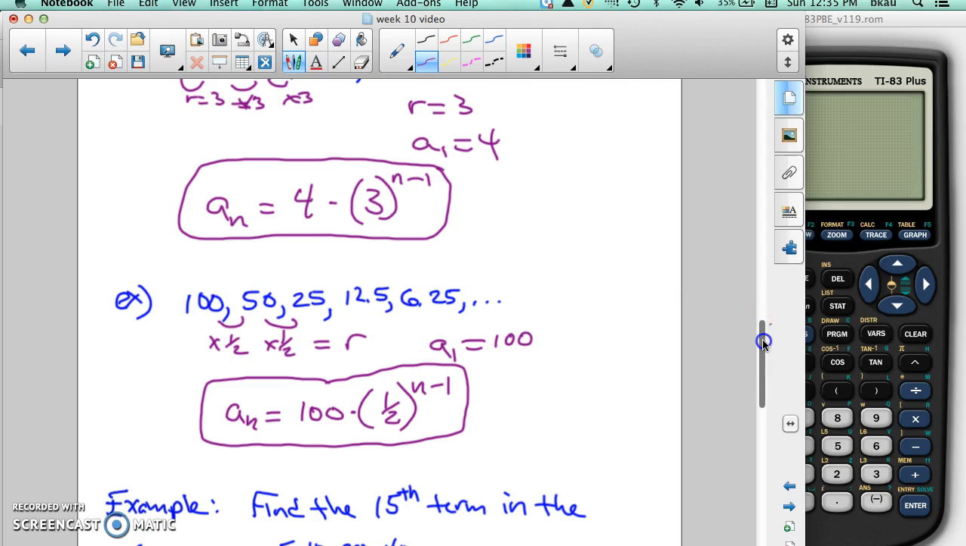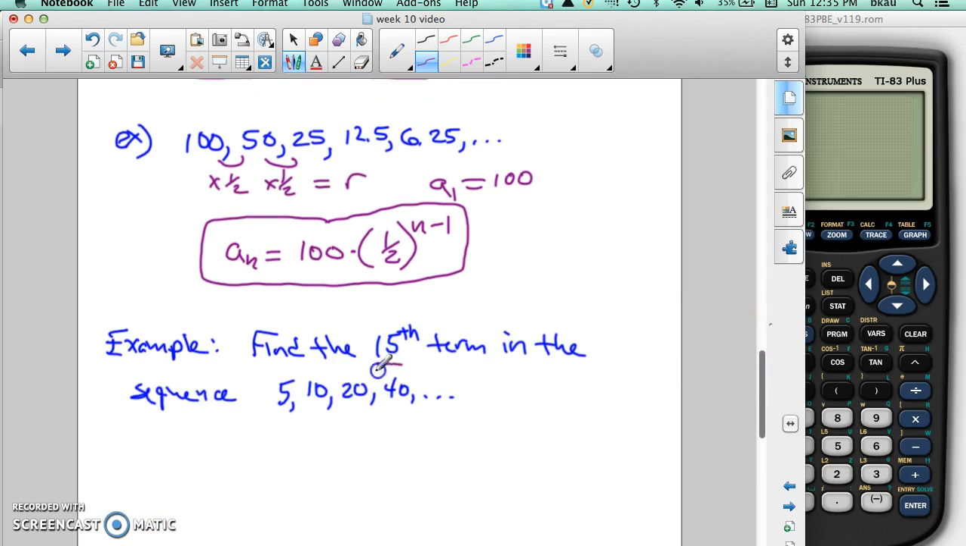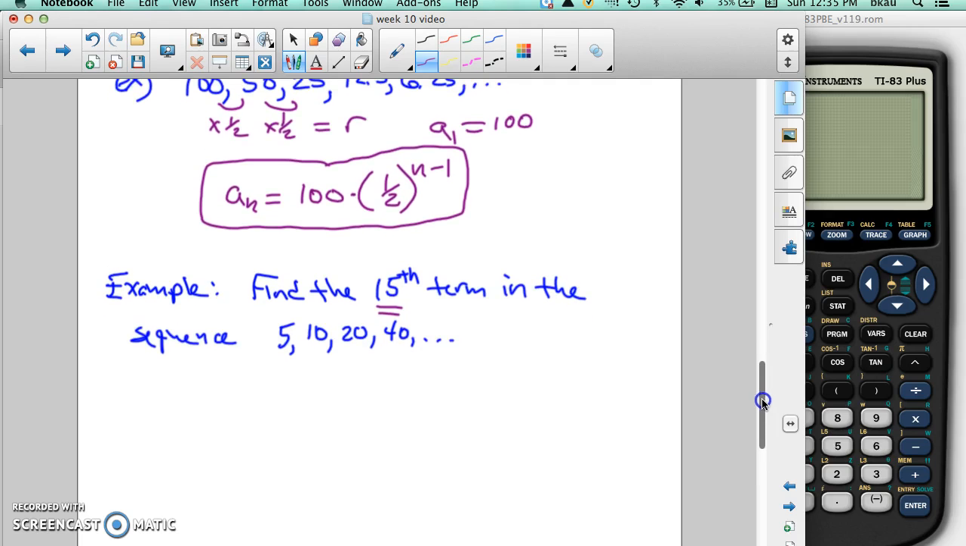All right, and we may want a specific term. If we want a specific term, then we're going to use this formula and evaluate for that term. So here's my example for that purpose. If I want the 15th term, my first process would be to find a sub n first, and then use the formula with n equals 15. So that's what I'm going to do to solve this problem.